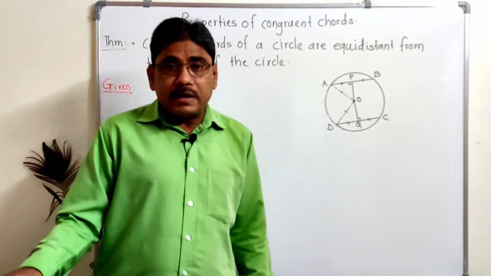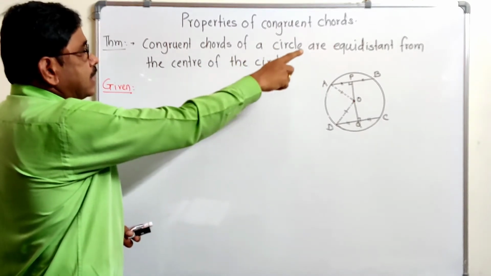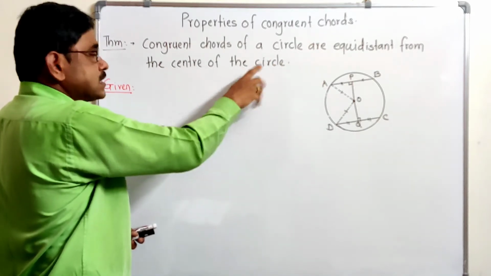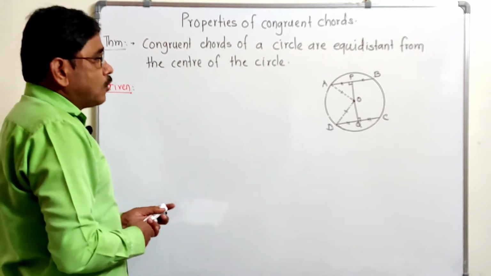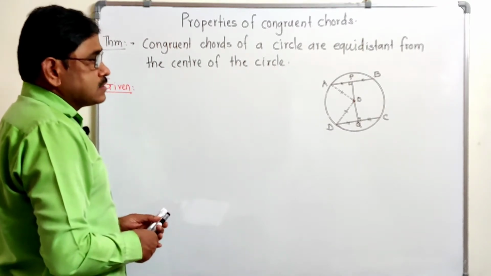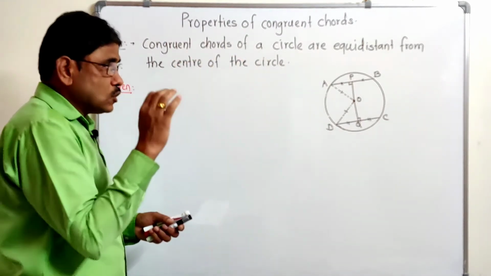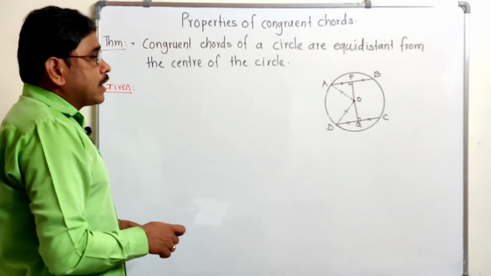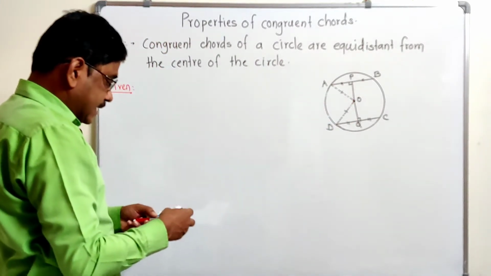So here the property is given: congruent chords of a circle are equidistant, means at equal distance from the center of the circle. So in this figure, O is the center of circle and chord AB is congruent to chord CD, OP perpendicular AB and OQ perpendicular CD, means this OP and OQ are the distances of that chord AB and CD from the center. And what we have to prove? If chord AB is congruent to chord CD, then these distances OP equals OQ. So first write the given thing.